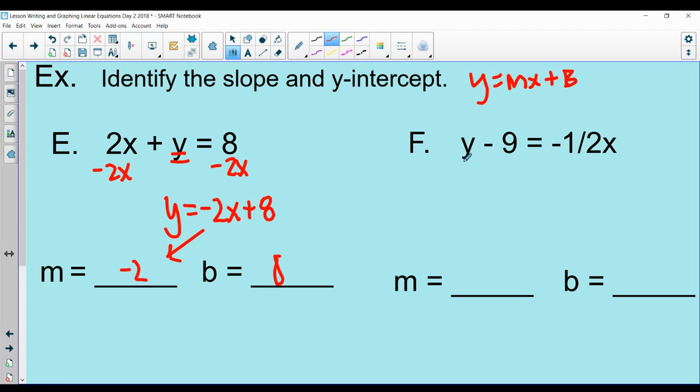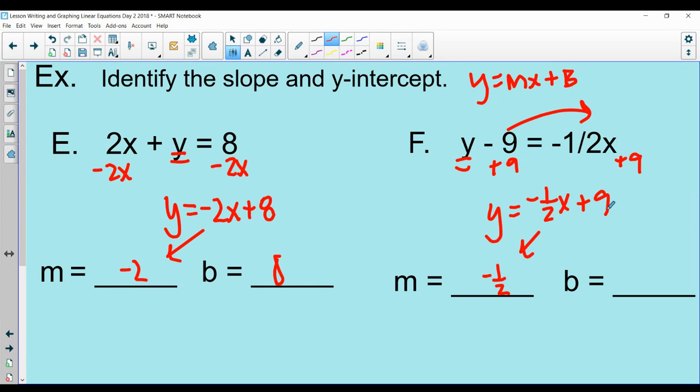Again, I need to get the y by itself, so I've got to move this over to the side. So I'm going to add 9. Now remember, these are not like terms, so we can't actually add them together. We just write it as an expression, and the x comes first. So that is -1/2 x, and that's going to be a +9.